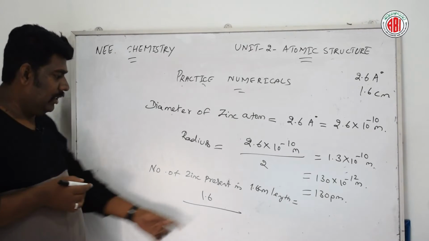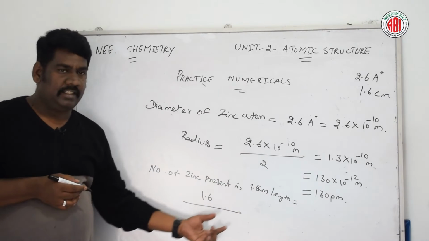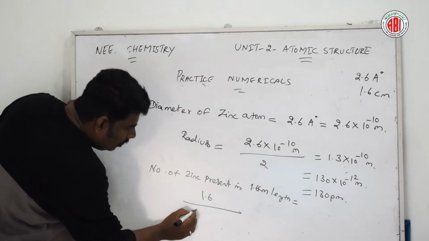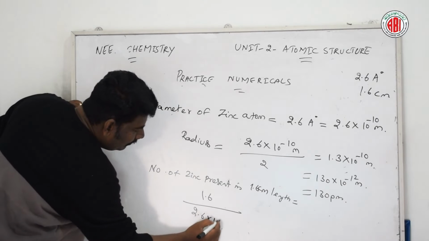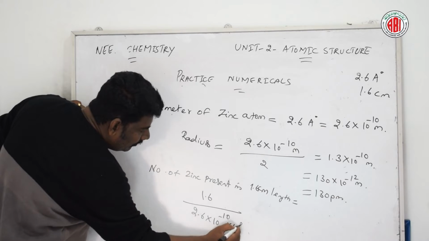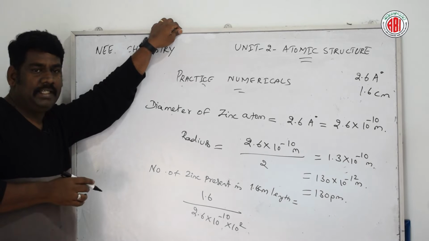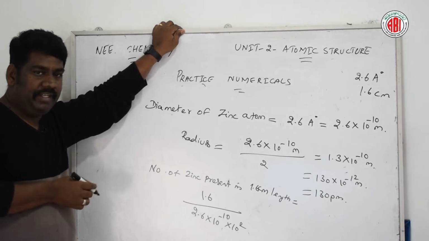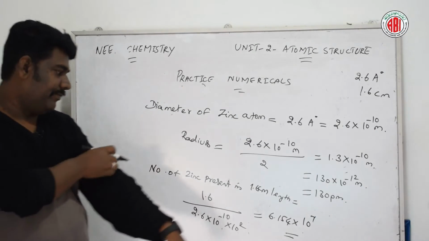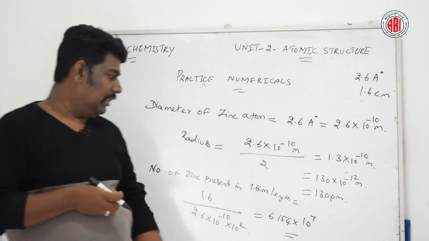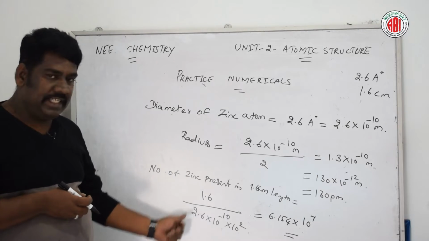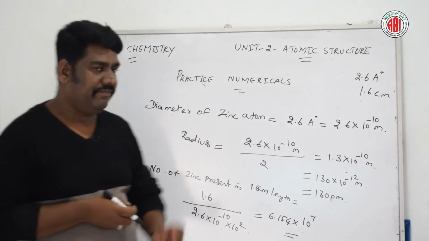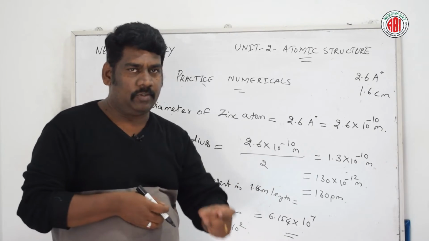is equal to 1.6 divided by 2.6 into 10 to the power of minus 10 into 10 to the power of 2. Simplifying this, we get 6.154 into 10 to the power of 7. So this is the number of zinc atoms present in 1.6 centimeter length. By this way we can solve this problem. Let us go for the next question.